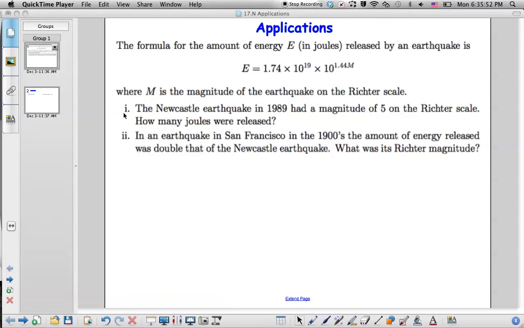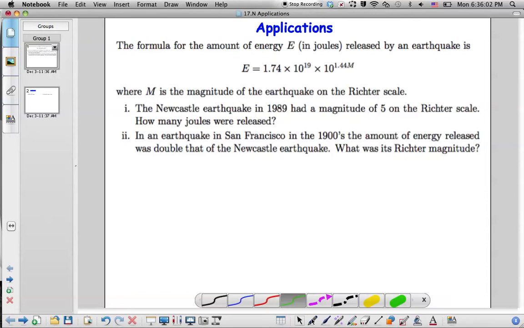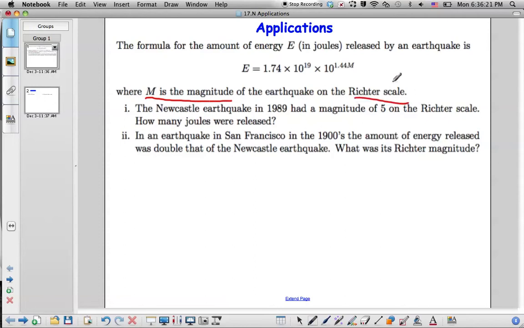Hello, we are here today doing applications of logarithms and exponential functions. So let's read this first example. It says the formula for the amount of energy E in joules released by an earthquake is given by this equation: E equals 1.74 times 10 to the 19th times 10 to the 1.44 m, where m is the magnitude of the earthquake on the Richter scale. So m is our magnitude on the Richter scale, and E, our other variable, is joules, the amount of energy released.